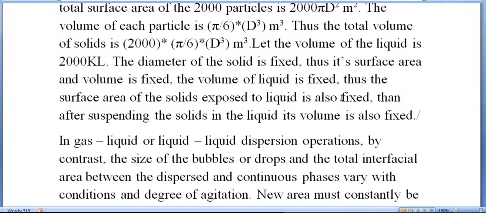the liquid. If you are changing the flow currents, if the flow currents are disturbed, then immediately the solids will not rise, they will settle to the bottom of the container. So hence creation of the flow currents is very, very important. Then the surface area is fixed, and after suspending solids in the liquid the volume is also fixed.